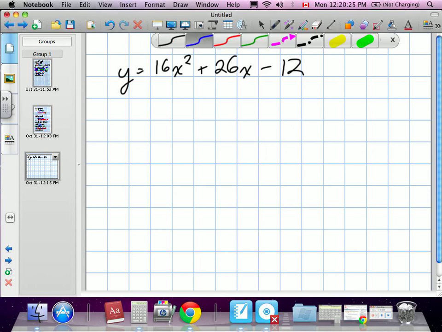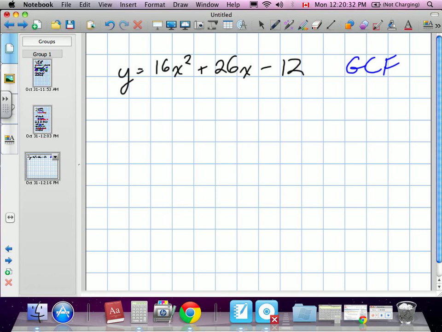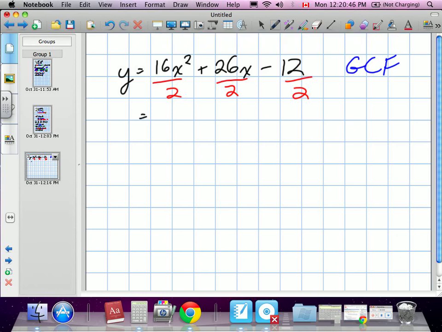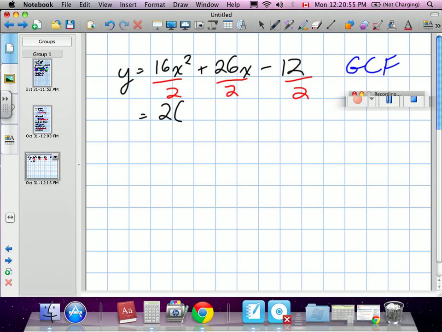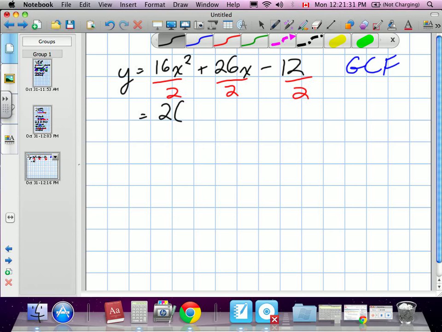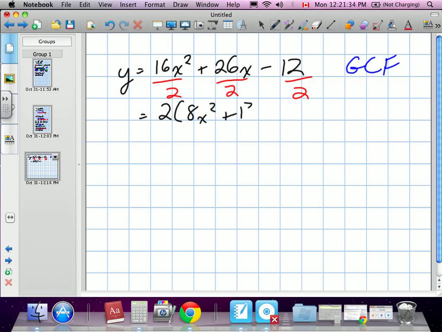To start off factoring this question, like all questions, we need to look for the greatest common factor. If I quickly take a look, the greatest common factor to all three of these terms is the number 2. So, when I factor 2 out, it goes to the outside of the brackets. We've taken out the 2. And when we divide the terms, we're left with 8x squared plus 13x minus 6.